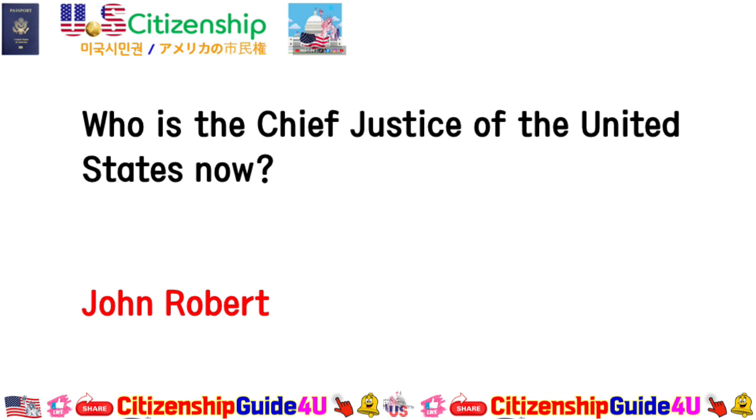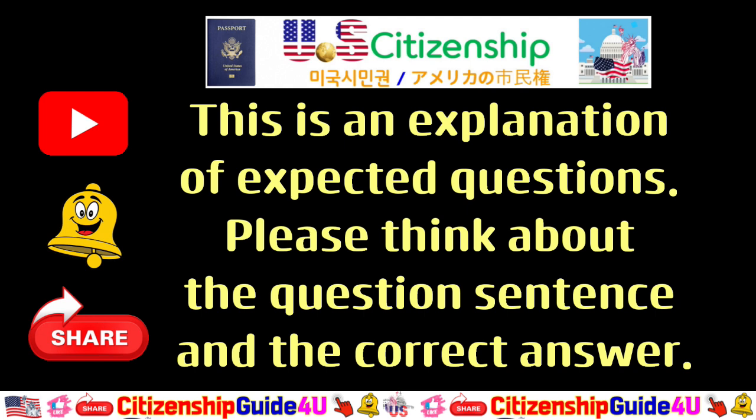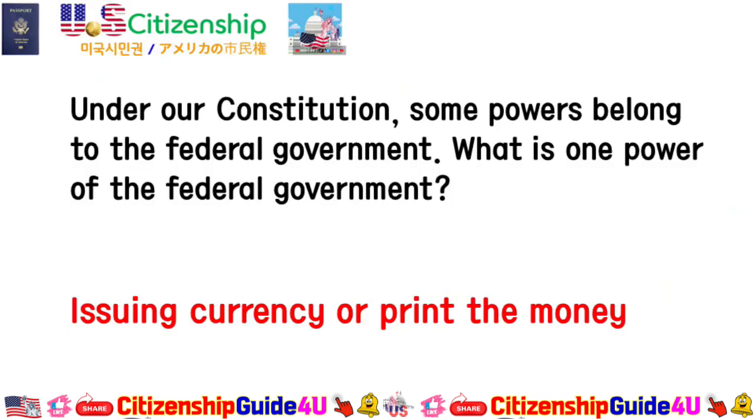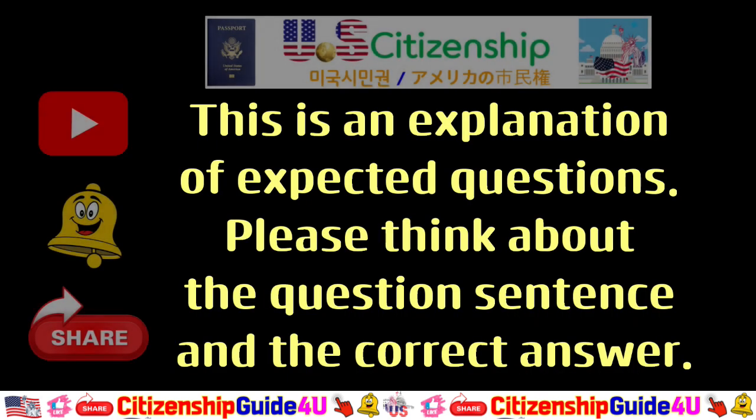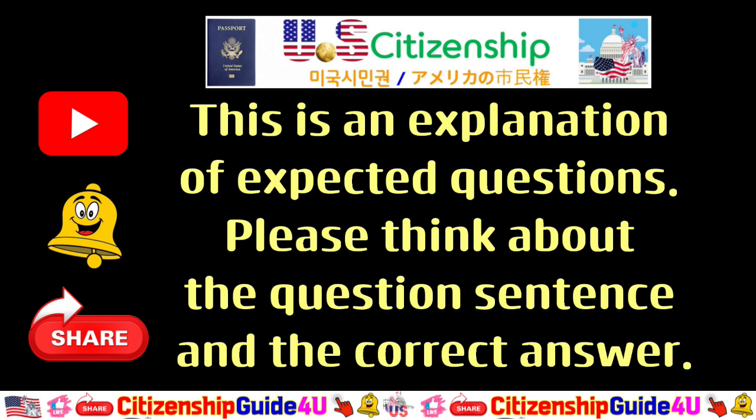John Roberts. The federal government's powers include issuing currency, declaring war, establishing armies, and signing treaties. Under our Constitution, some powers belong to the federal government. What is one power of the federal government? Issuing currency. Powers are divided between the federal and state governments.